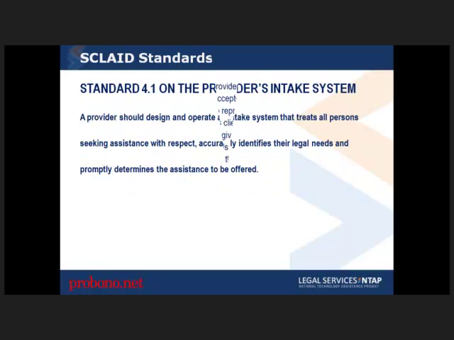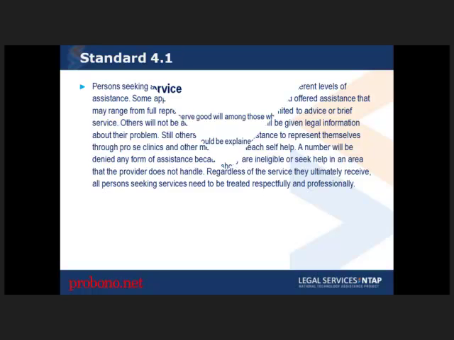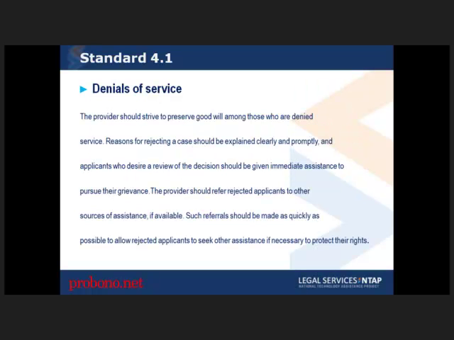And for me, the most important part of the standard, which I take very seriously, is how denials of service should be done. Basically, if you read it, it says that it has to be done and explained very clearly. The word promptly pops up throughout all of the standards, but a denial should be explained clearly. It should be done promptly.